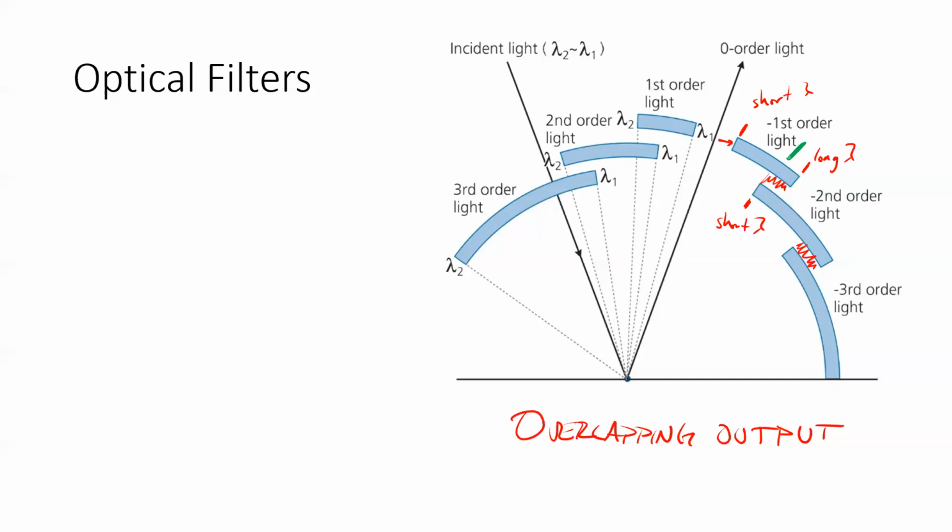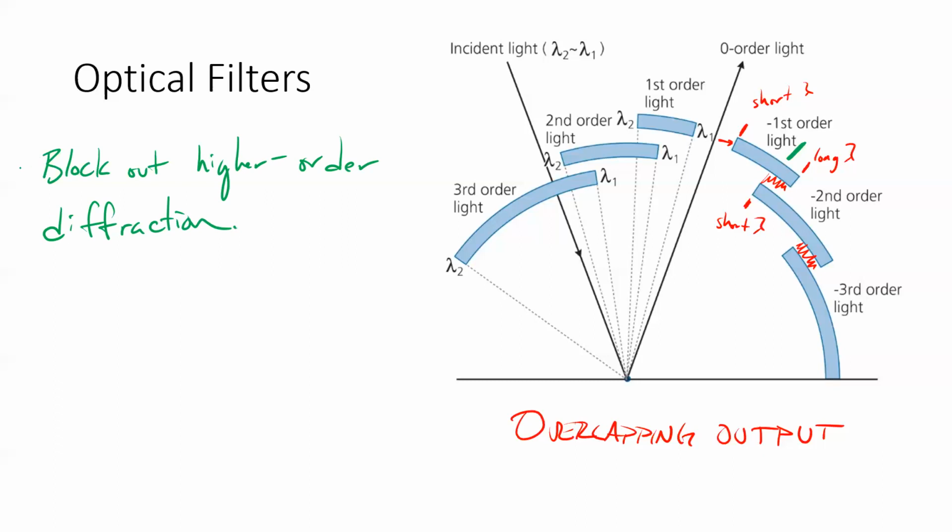And so almost all modern instrumentation has a series of filters that will change based on whatever wavelength you're analyzing, so that you block out certain wavelengths, right? And so these optical filters block out higher order diffraction.